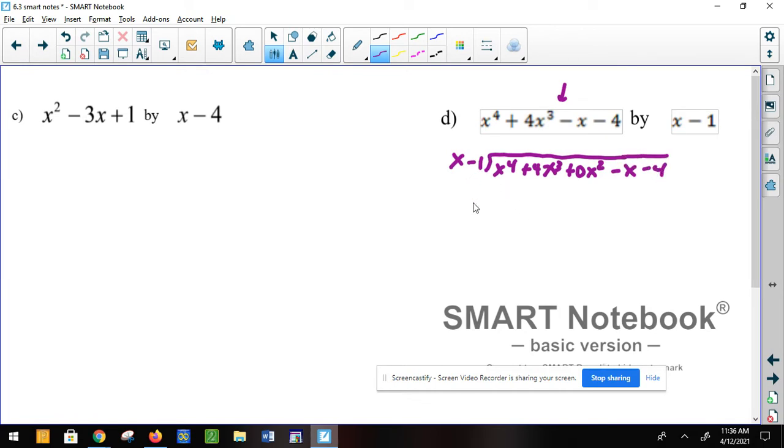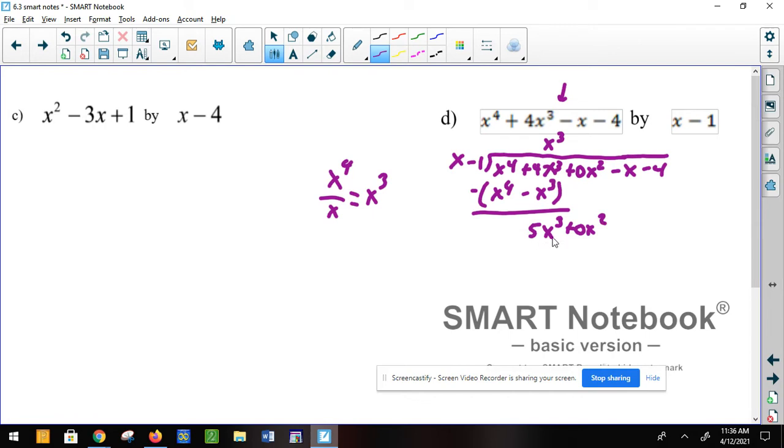Now when I do the first divide step, it's how many times is x going to x to the fourth, right? So that x cubed is going to go here. When I multiply x cubed times x is x to the fourth. X cubed times negative 1 is negative x cubed. When I subtract, that's 0. 4 minus negative 1 is 5. So 5x cubed. And I bring down the 0x squared.